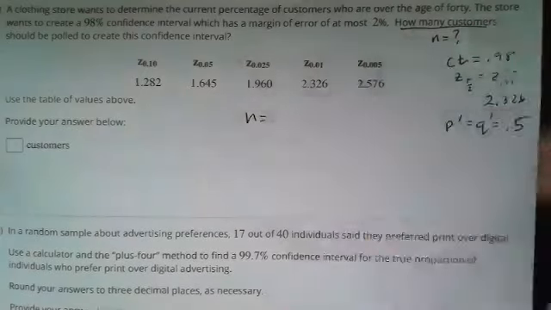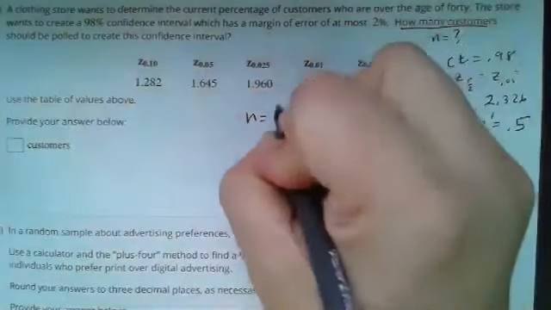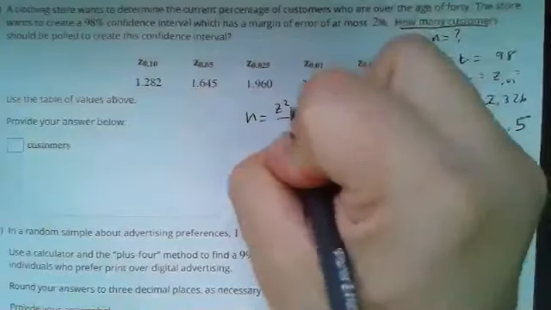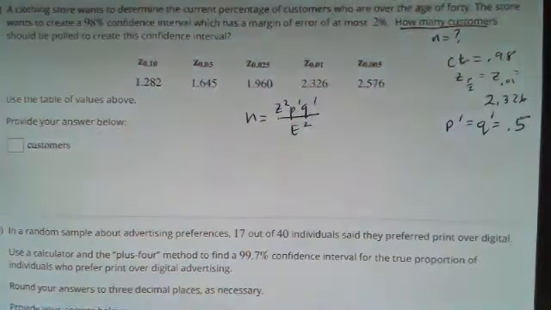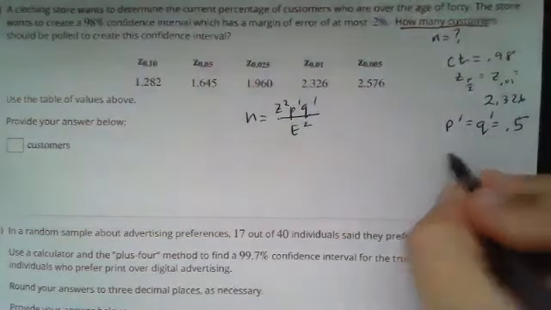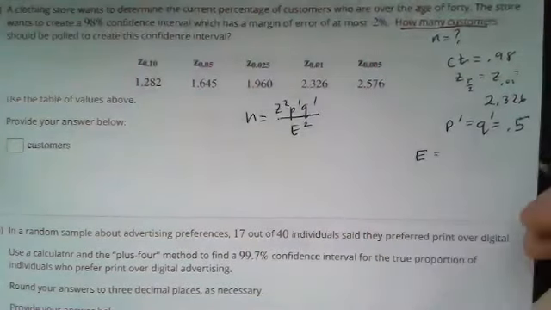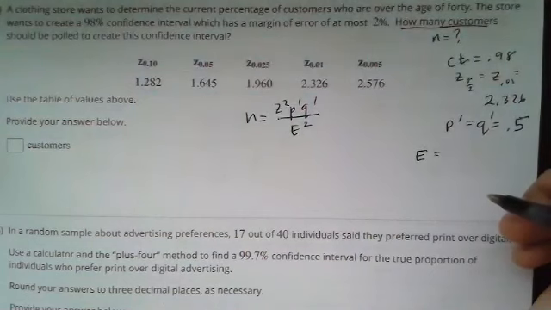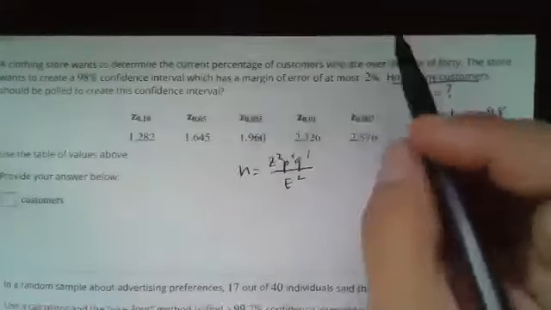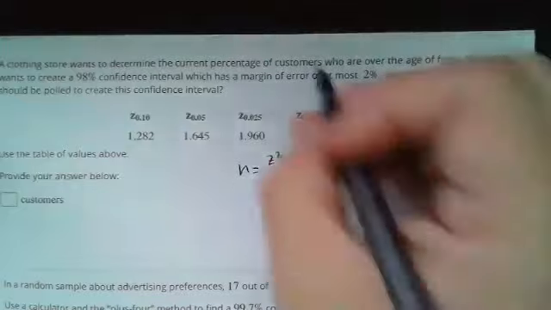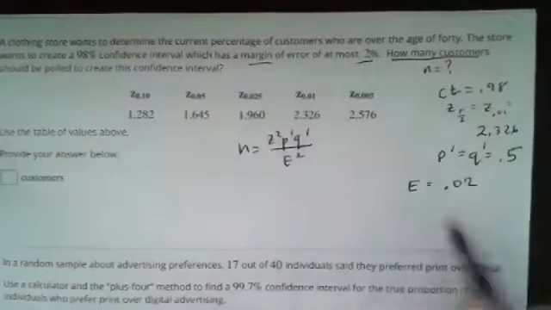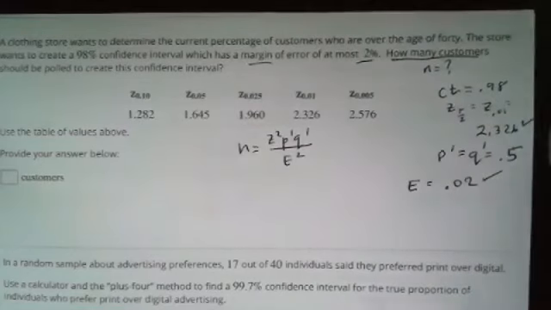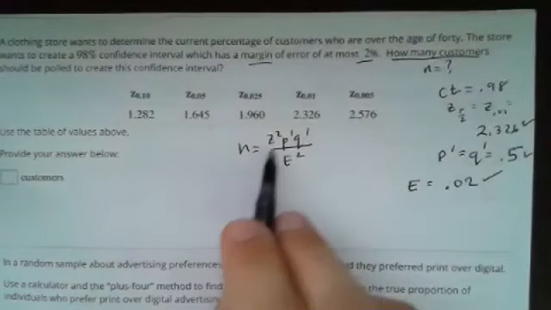The formula for n here is z squared p prime q prime all over the error squared. So we just need to find the error. The error is given to us. The margin of error is at most 2%, so right away we know the error is 0.02. So really we have z, and we have p prime and q prime. Great, we can find n.